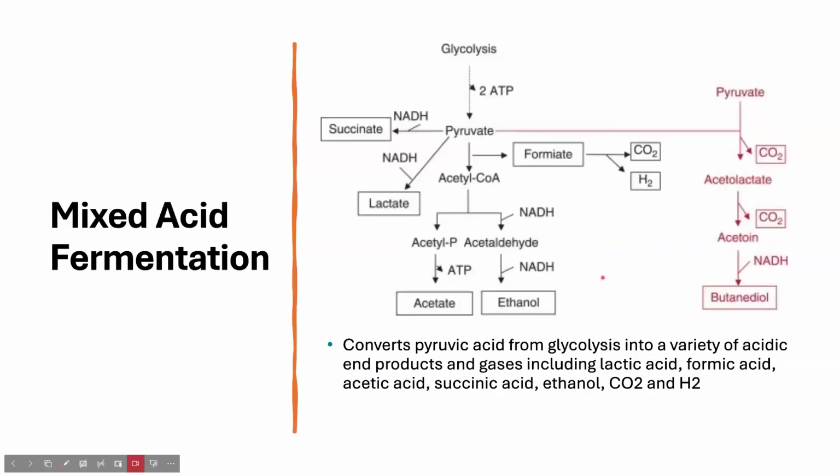And then I skipped mixed acid. Sorry. So mixed acid and butanediol are part of the same jam, more or less. You get a lot of the same stuff in butanediol that you get in mixed acid. You just get less of the organic acids. So the big identifier here is you get all these different organic acids: succinate, lactate, formate, and acetate. And you're going to produce CO2 and hydrogen gas as well.